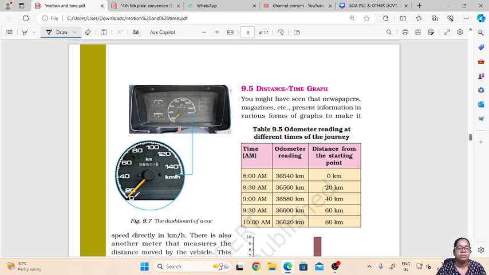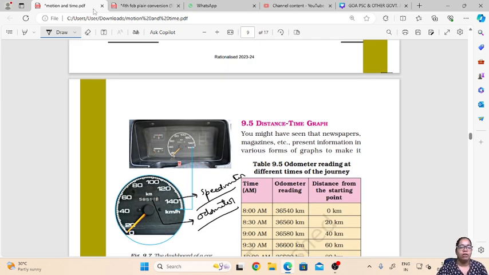When the speed is measured in kilometers per hour, it is measured by the speedometer. So this is the speedometer, and this, which measures in kilometers, is called the odometer. So this is about how we can measure the speed of an object.